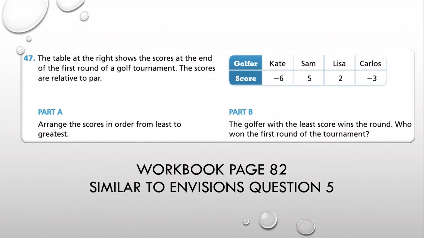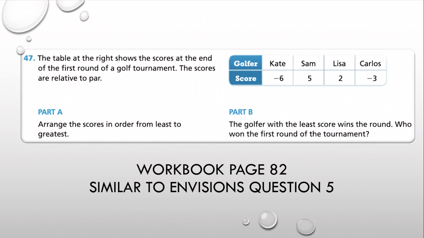And in case you didn't know, with golf, you actually want to be under par. You're not looking for a high score in golf, you're looking for the lowest possible number of strokes it takes to get the ball in the hole. So part A is asking you to arrange the scores in order from least to greatest.